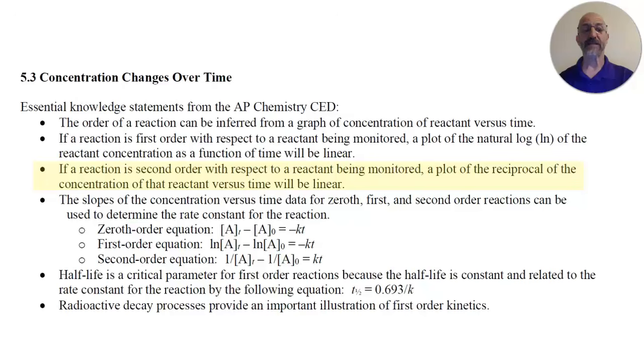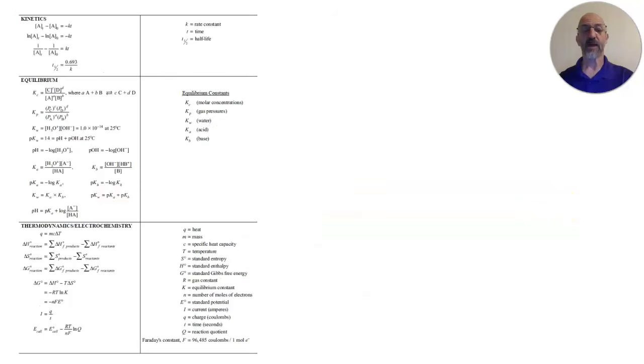If a reaction is second order with respect to a reactant being monitored, a plot of the reciprocal of the concentration of that reactant versus time will be linear. And the slopes of the concentration versus time data for 0th, first, and second order reactions can be used to determine the rate constant for the reaction. Now, you'll notice that there are 3 equations that are listed here. So I'm going to go ahead and show you. This is the second page of the AP Chemistry equations and constant sheet, and you will get this on the AP Chemistry exam.